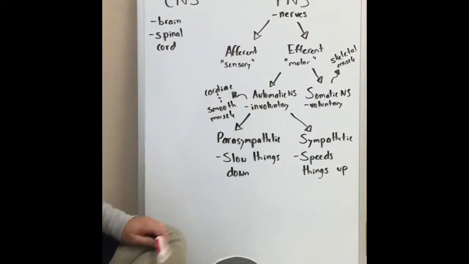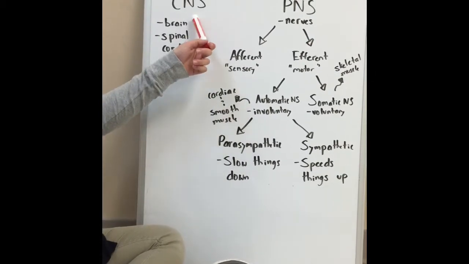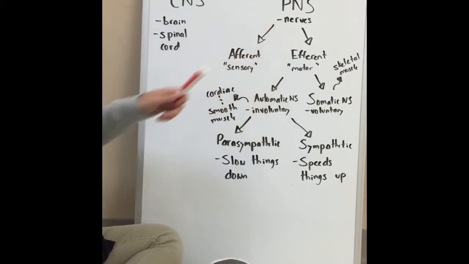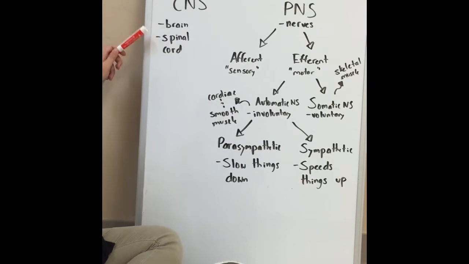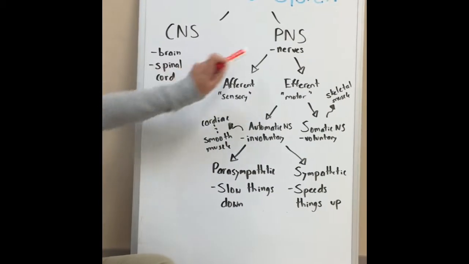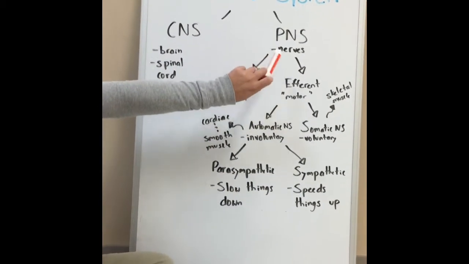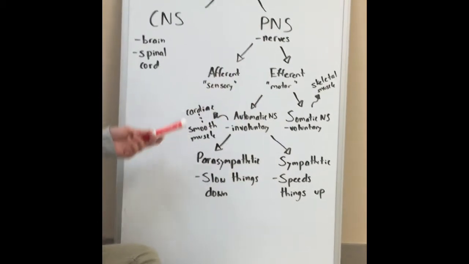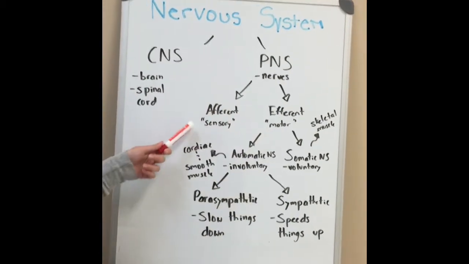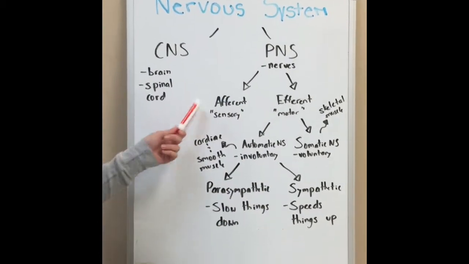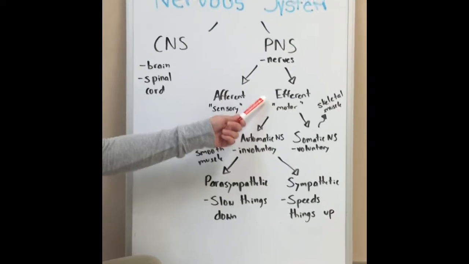The nervous system is broken down into two parts: the central nervous system and the peripheral nervous system. The central nervous system is composed of the brain and the spinal cord. The peripheral nervous system has the nerves. It is broken down into two components: the afferent and the efferent. The afferent contains all ingoing signals, and the efferent is all outgoing signals.